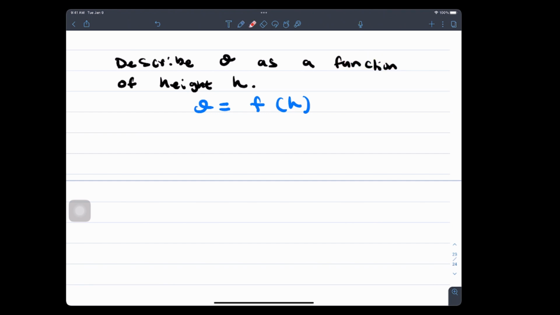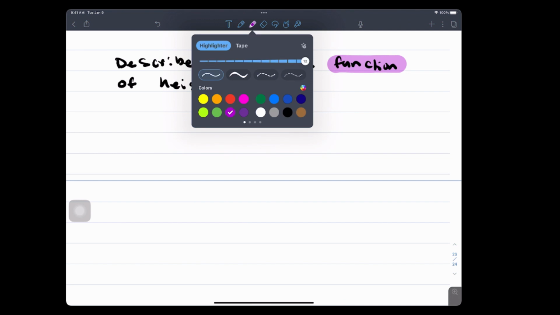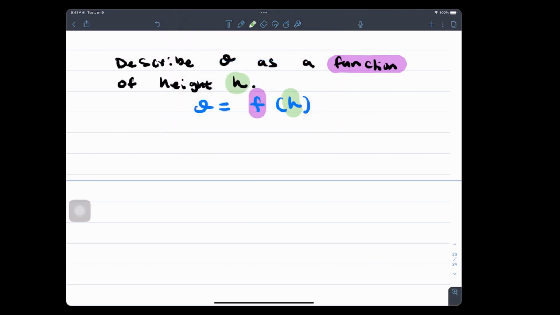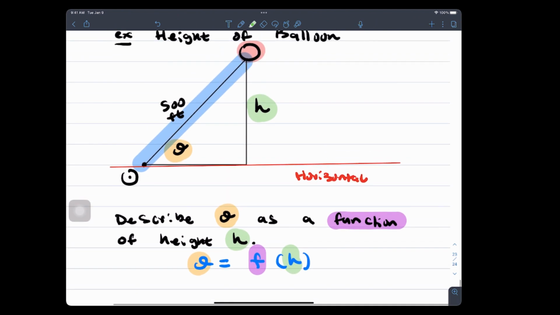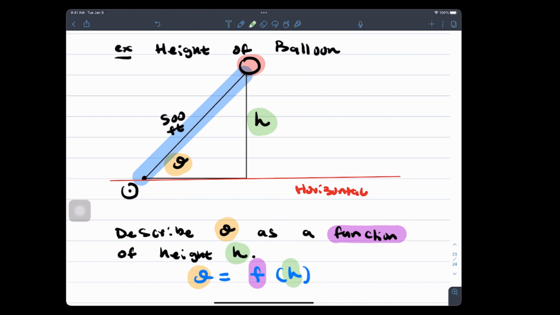Remember this here? I think I'm going to use another color. A function, that's f. A function of what? This h. That's f of h. So they're saying, can you describe my angle theta as a function of height h? This is the language and this is the meaning. This is the theta in the picture. I guess this is my height here, okay? Now, do you guys know the secret to this here? What's the real secret? This is a classic question.